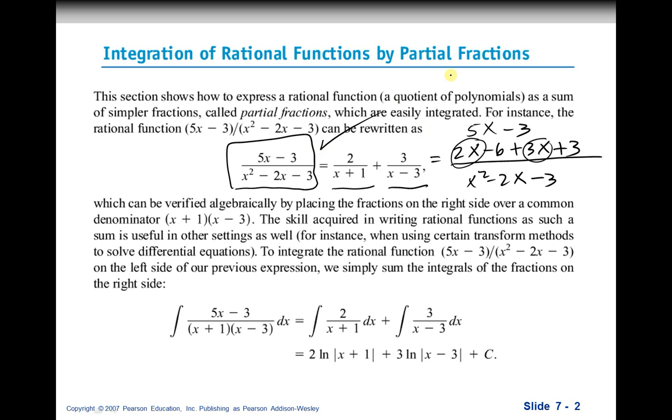And we notice that if we could decompose the rational function into two partial fractions, that we could easily integrate the partial fractions into 2 ln of the absolute value of x plus 1 plus 3 ln of the absolute value of x minus 3 plus a constant.